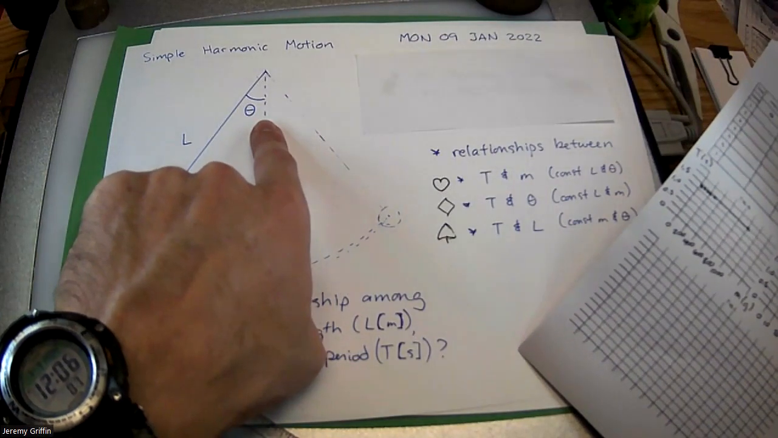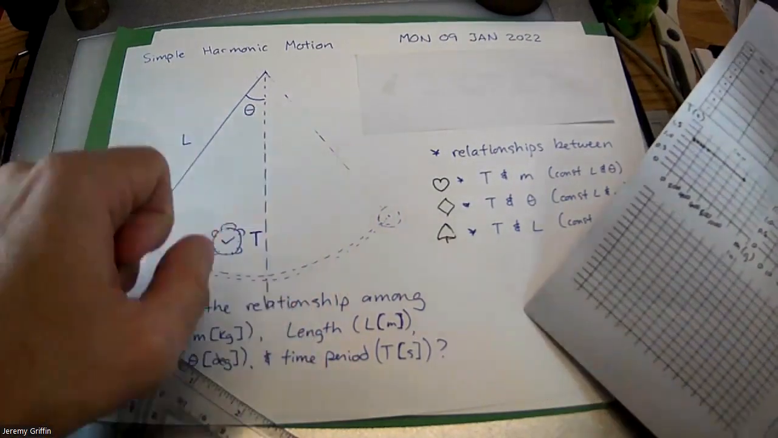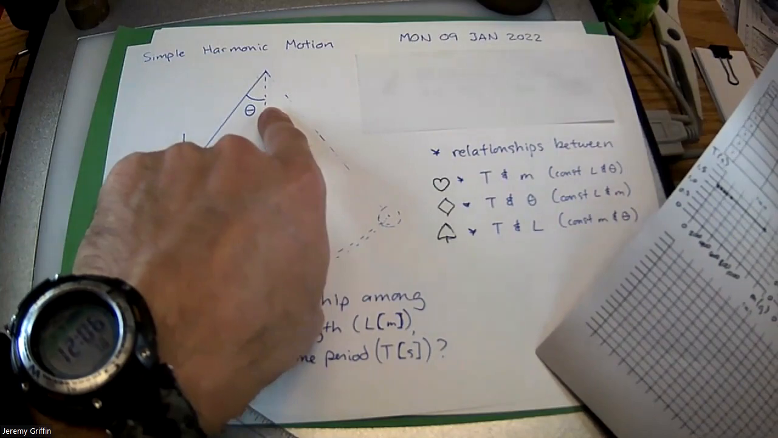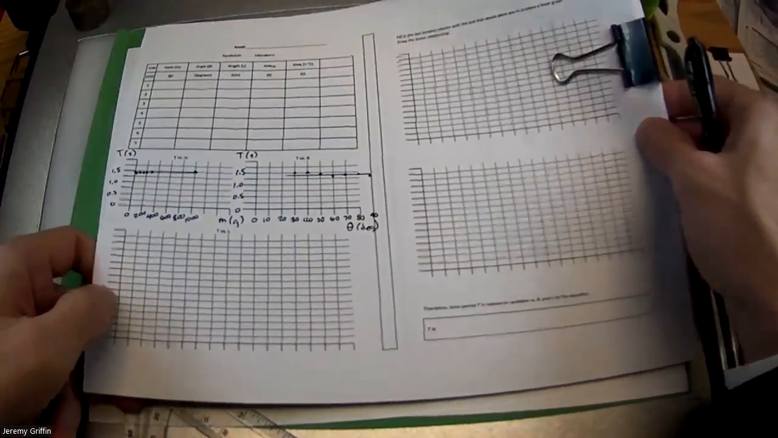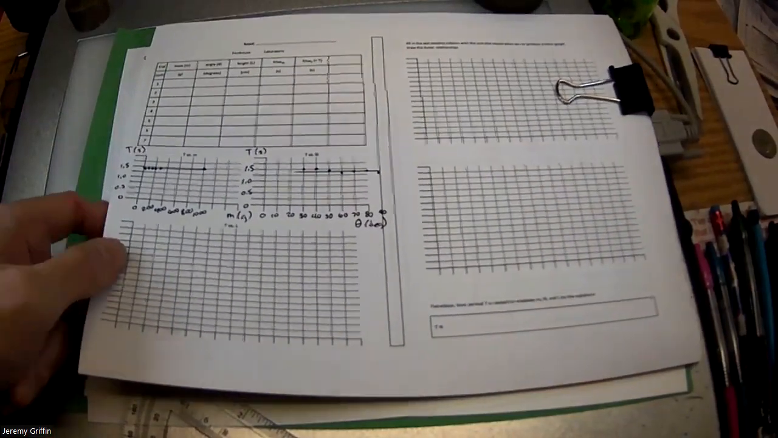Well, at least not the time period, right? Okay. So the mass and the starting angle have nothing to do with how much time it takes to swing back and forth. Oh, that's interesting. Well, I hope length does, but you're going to find out.